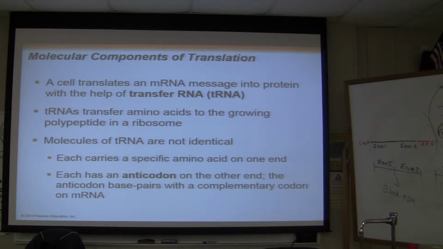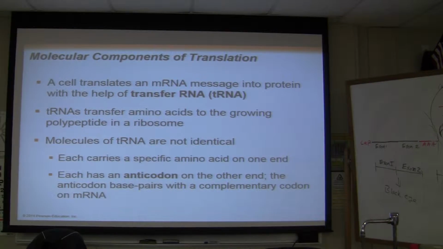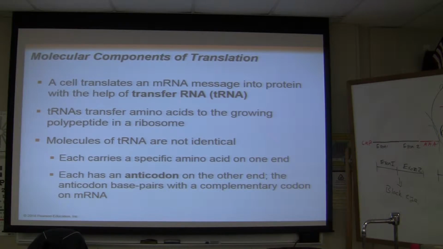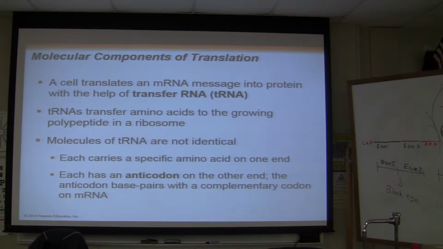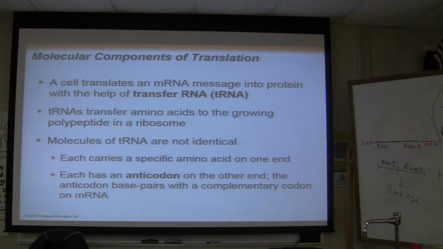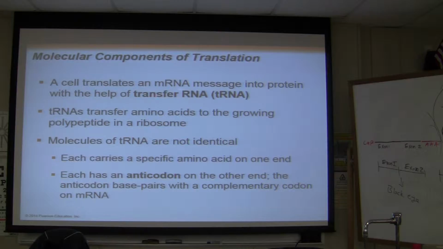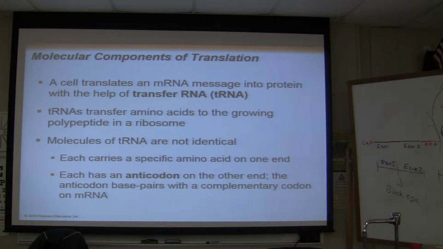So far, the end product of transcription that you learned was focused on mRNA. But tRNA, it transfers what? It brings amino acids and puts them together, and you will see how they all come together. tRNA transfers amino acids to growing polypeptides in ribosomes. Of course, the rendezvous place is ribosomes.